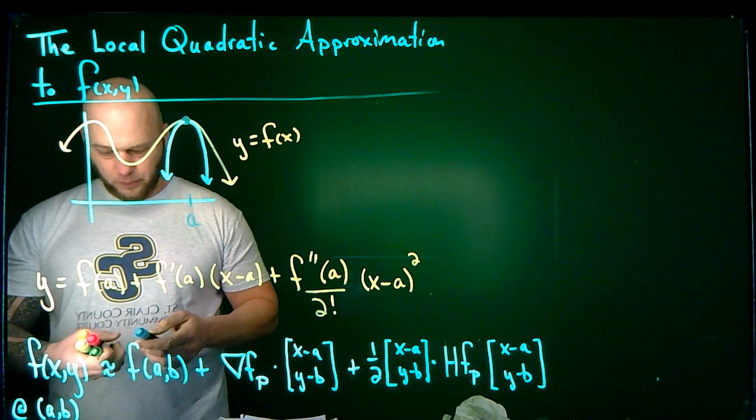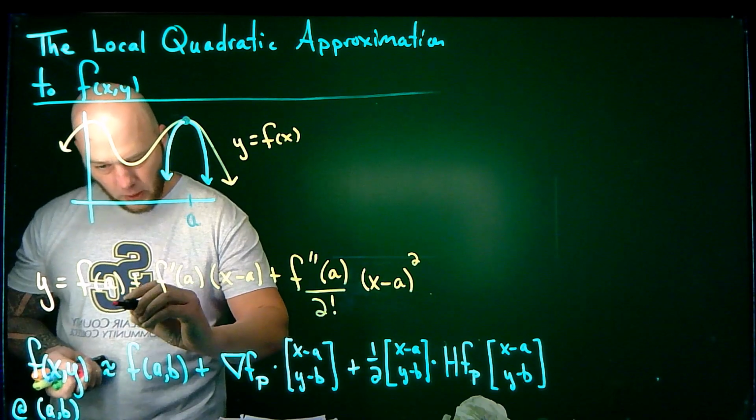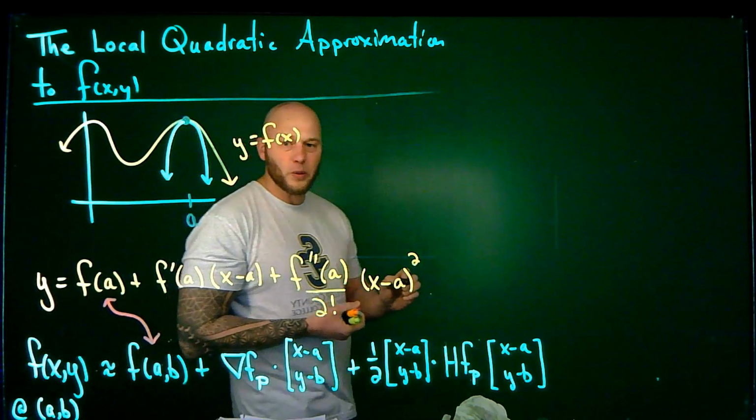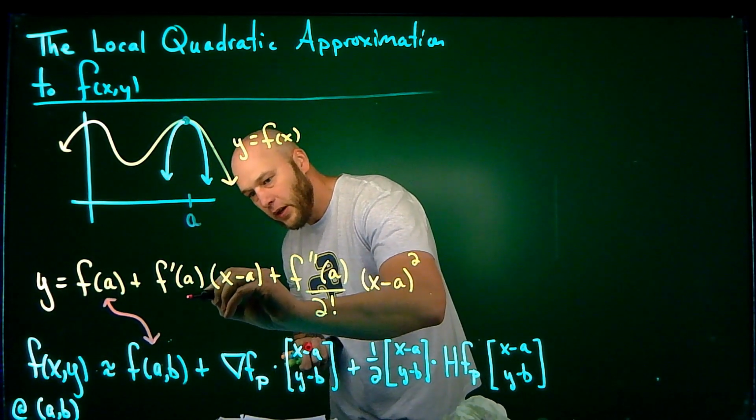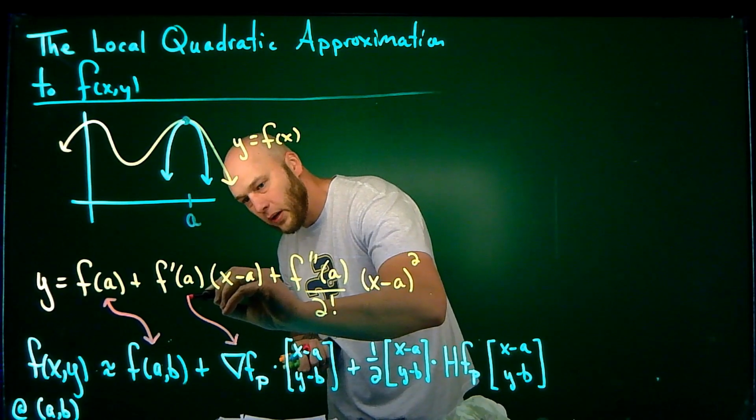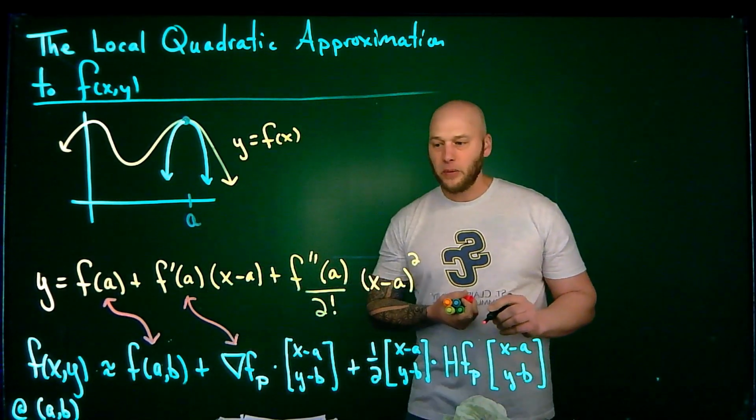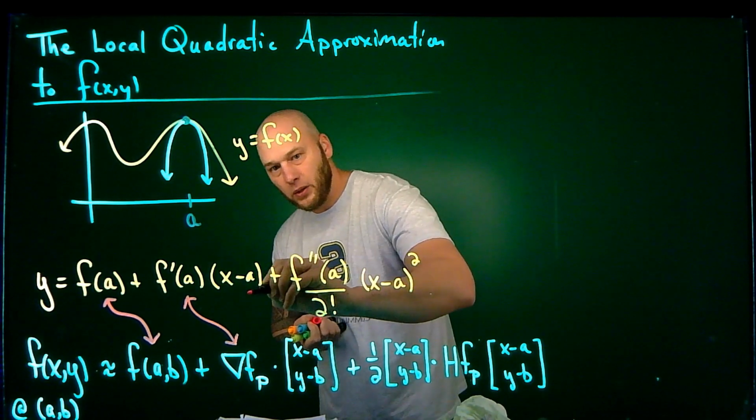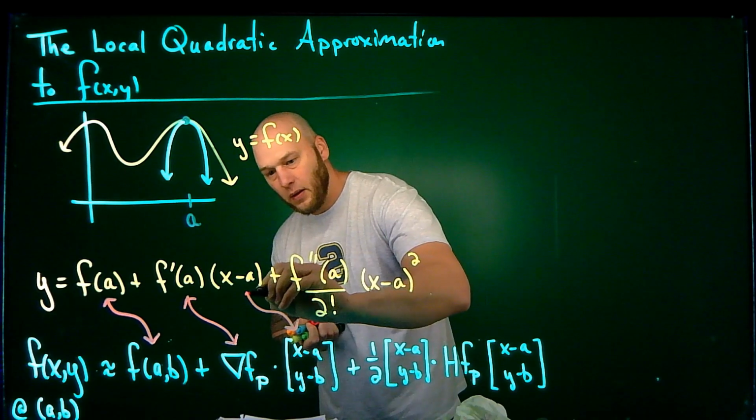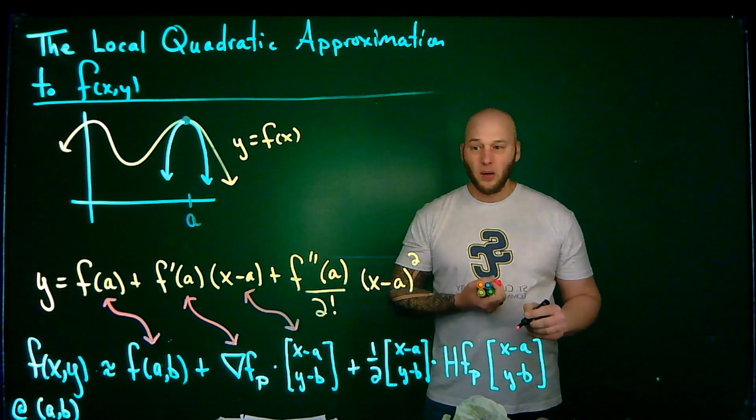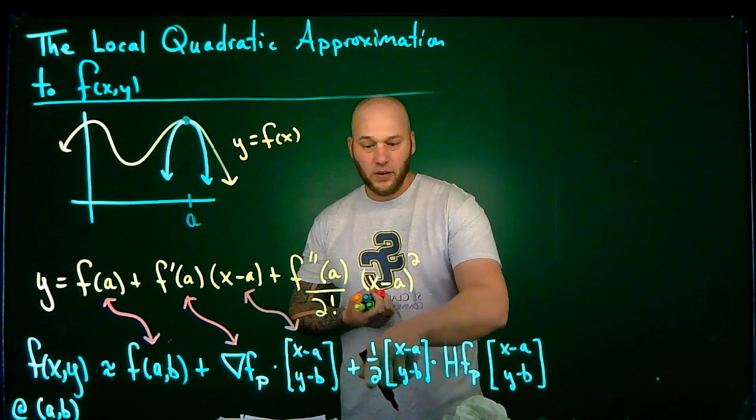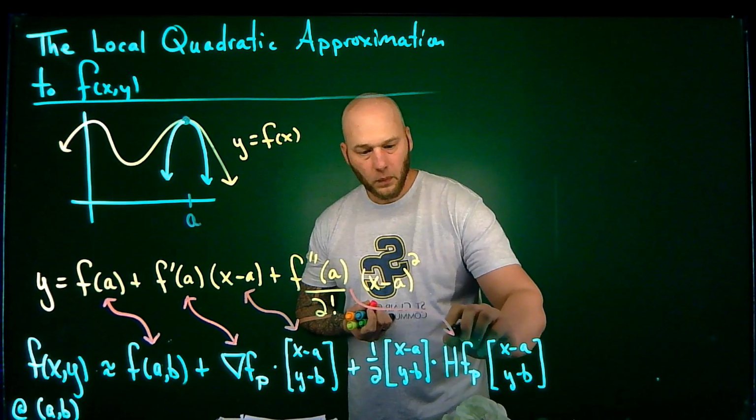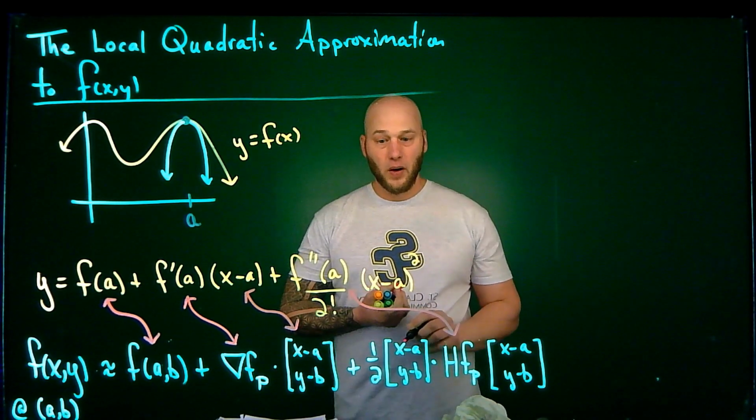I guess maybe red might stand out the most. The function values, of course, correspond. And then the first derivative is going to correspond to the gradient of the function. The product of the variable is going to correspond to this vector here. Of course, this has a 1/2, this has a 1/2. The second derivative corresponds to the Hessian of the function.